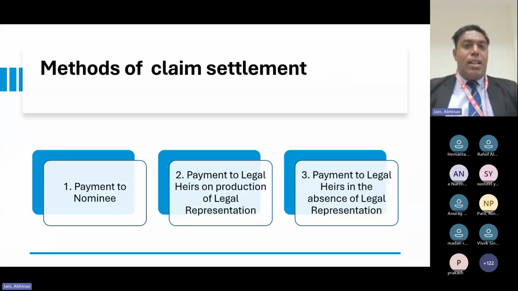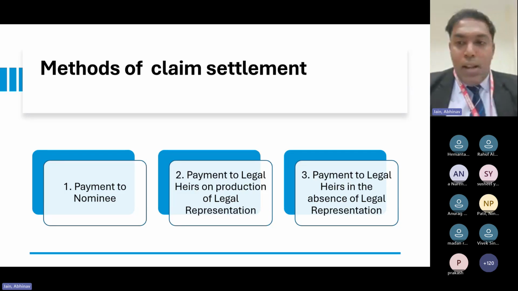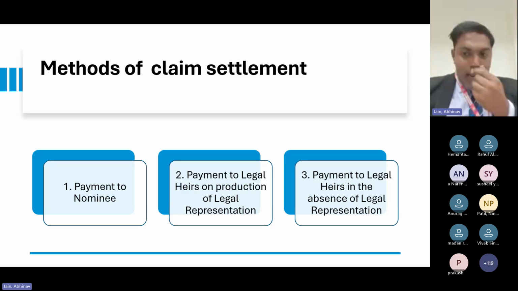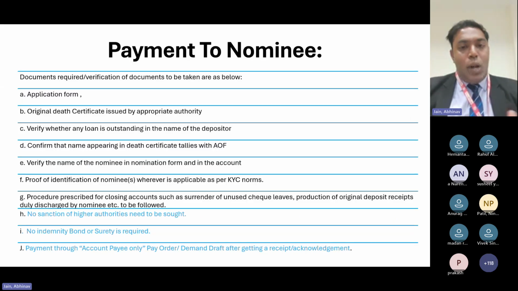Now, what are the methods of claim settlement? First is very simple: pay to the nominee if a nominee is given. Second is pay to the legal heir on production of legal representation. And third is pay to the legal heir in absence of legal representation. So these are the 3 modes by which a death claim is settled. Now we'll discuss them one by one. First is payment to the nominee.